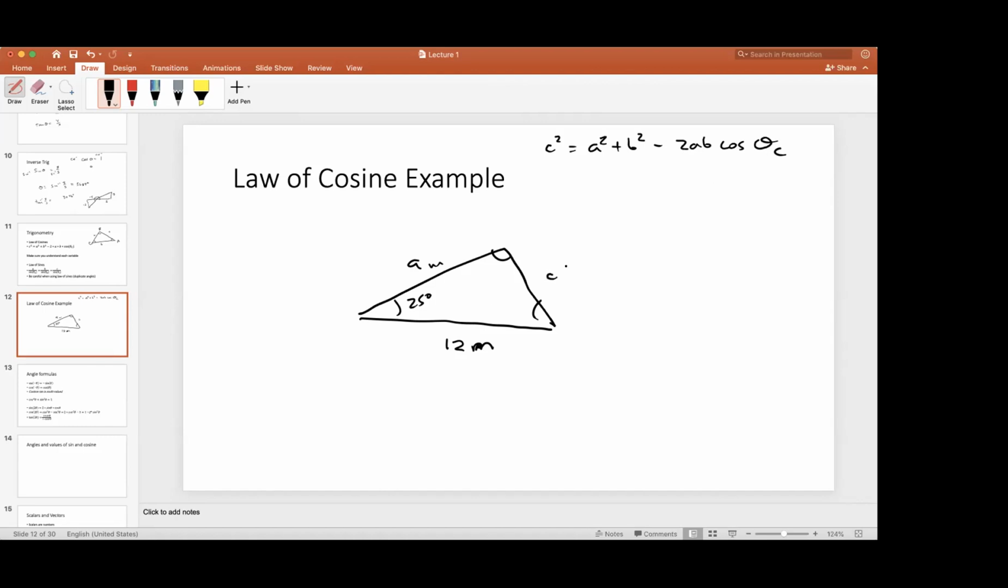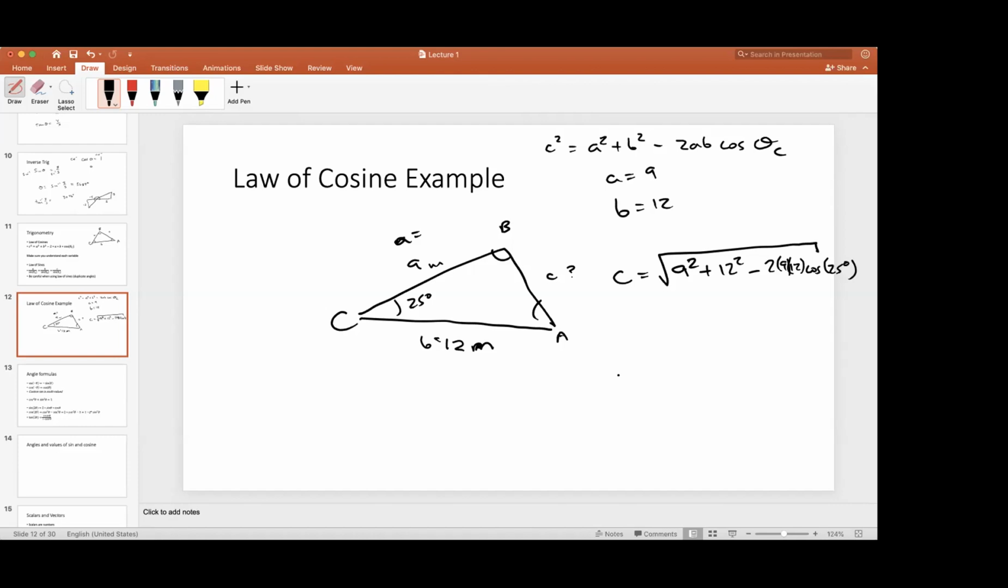So we're going to call this length c that we don't know. We're going to call this angle C, and this angle B, and this angle A. Because this length is little a, and this length is little b. Okay? So our little b equals 12, our little a equals 9. We want to find c. C is therefore the square root, if I take the square root of both sides, of 9 squared plus 12 squared minus 2 times 9 times 12 times cosine of 25 degrees.